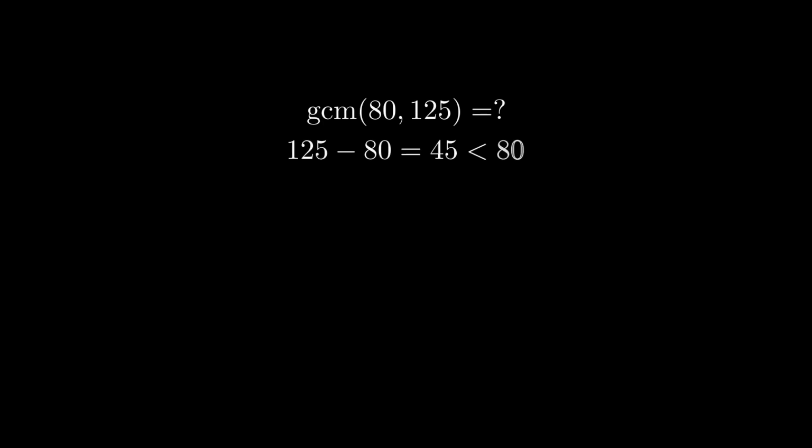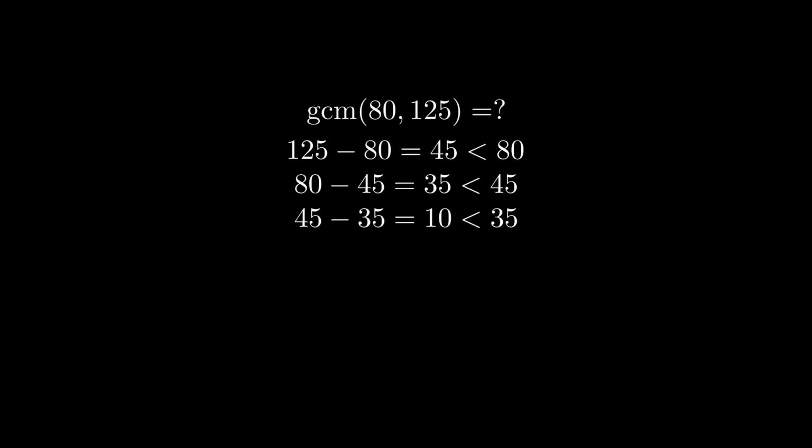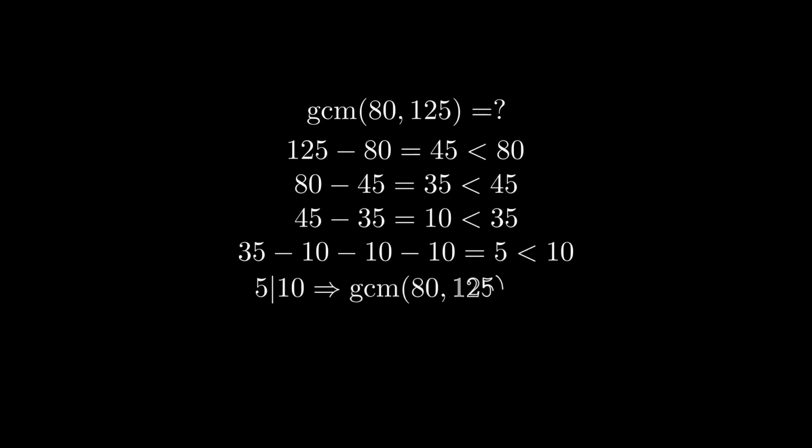Subtract 80 from 125 as instructed to get 45. Subtract 45 from 80 to get 35. Subtract 35 from 45 to get 10. Subtract 10 from 35 to get 5. 5 is the first number that measures its predecessor, 10, so 5 is the greatest common measure of 80 and 125.